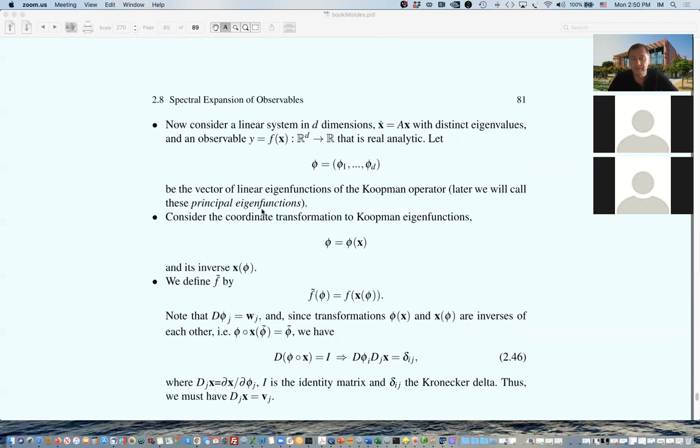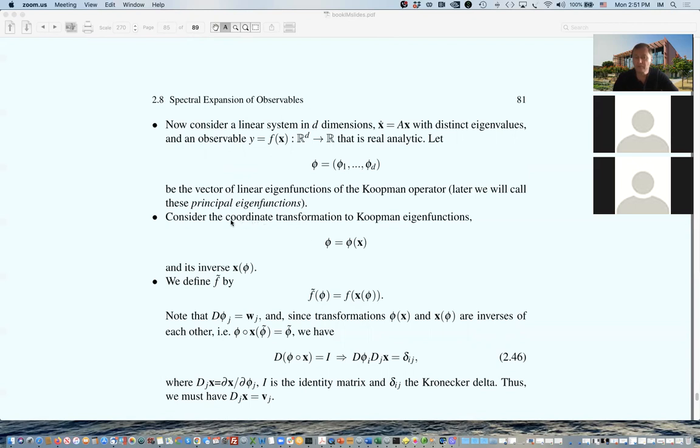And the reason for this is that we are going to construct the other eigenfunctions from those using the property that the product of two of those eigenfunctions gives me another eigenfunction. And if I'm looking at analytic functions, that's going to allow me to do some expansions.